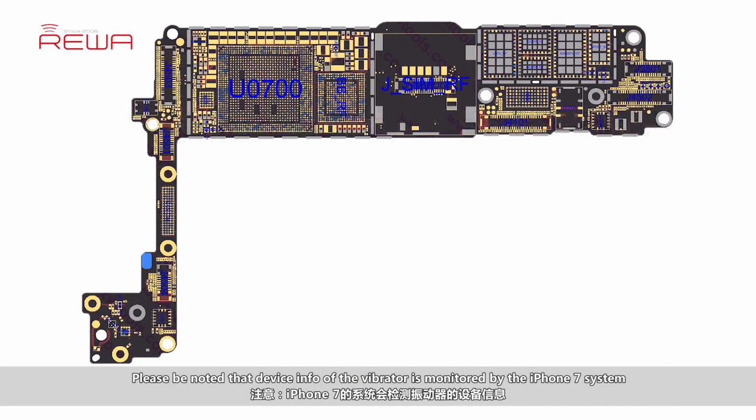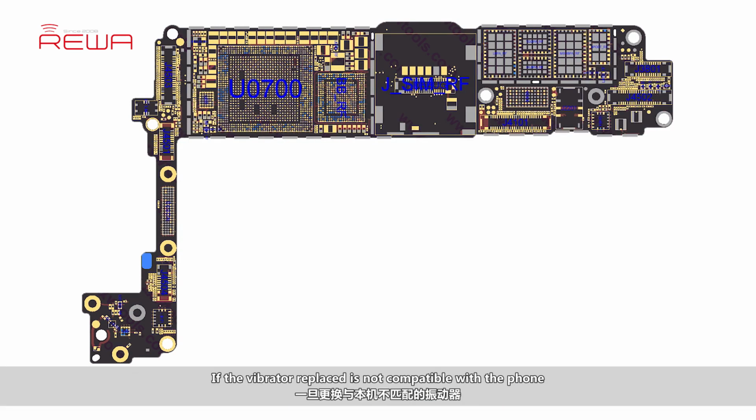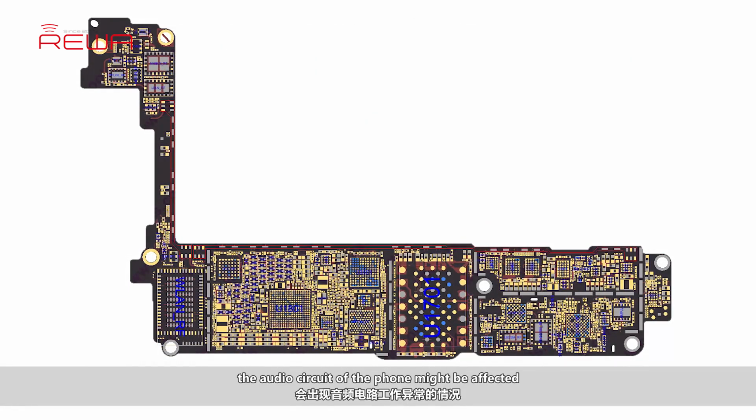Please be noted that device info of the vibrator is monitored by the iPhone 7 system. If the vibrator replaced is not compatible with the phone, the audio circuit of the phone might be affected. So, before replacing the vibrator, we need to make sure that the new vibrator is a compatible one.